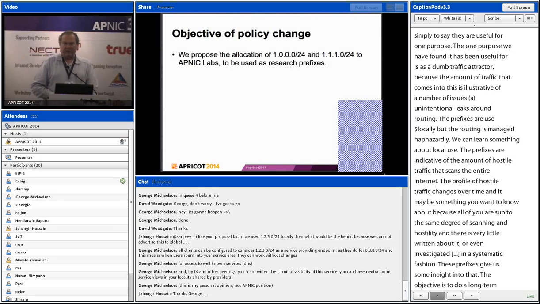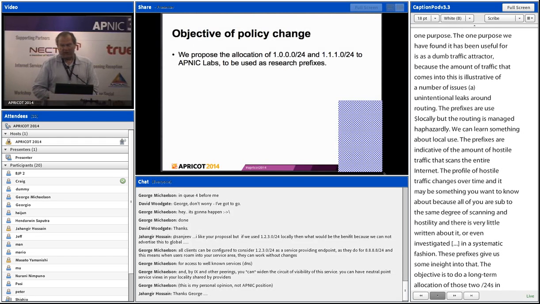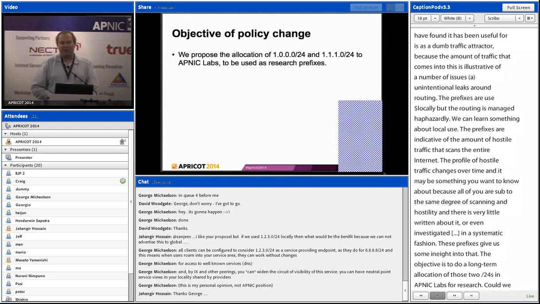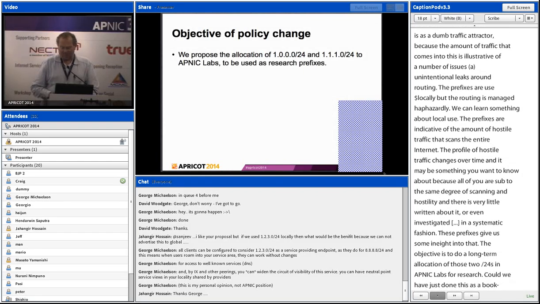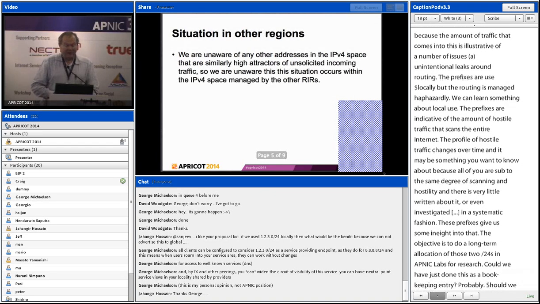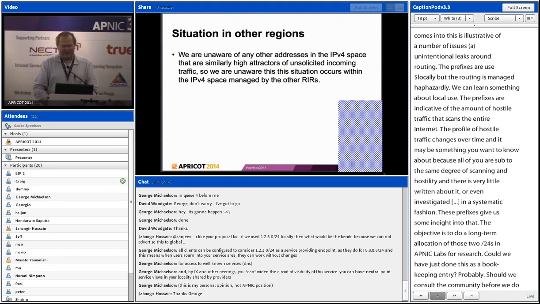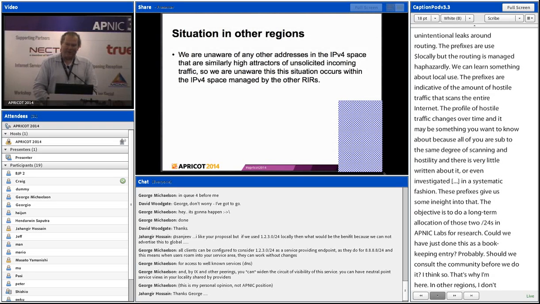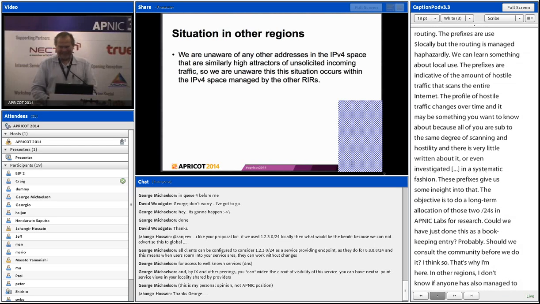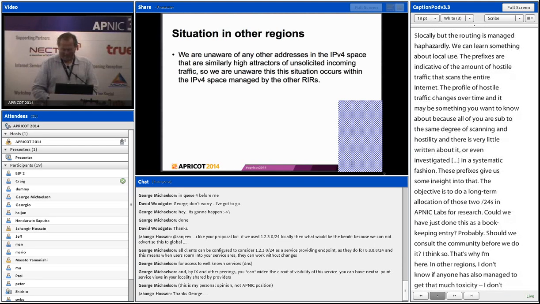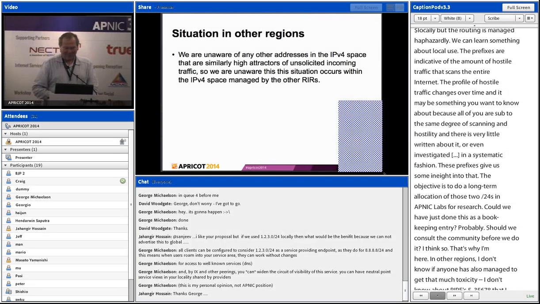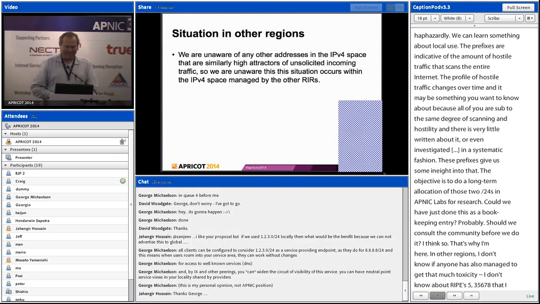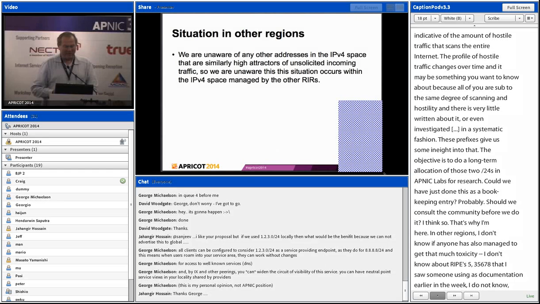Could we have just done this as a bookkeeping entry? Probably. Should we consult the community before we do it? I think so. That's why I'm here. In other regions, I don't know if anyone has also managed to get that much toxicity. I don't know about RIPE's. I don't know, but as far as I can see, no one else has got quite the same kind of problem as we have with Network 1 and those low prefixes.